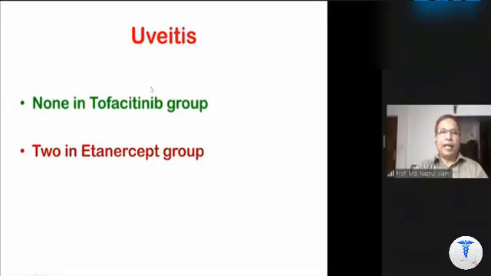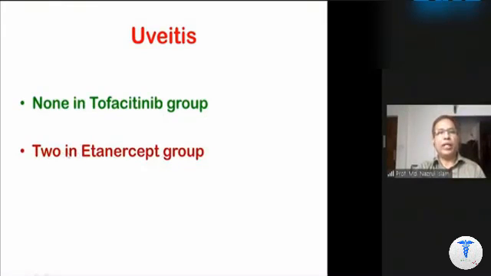The important aspects while managing the psoriatic arthritis, we need to take care of the uveitis as well. So we try to look at the uveitis and the enthesitis, and the dactylitis we didn't analyze. So that's one uveitis. None in the tofacitinib group developed uveitis. So it gives us the information. It may be effective in managing the uveitis of psoriatic arthritis as well.